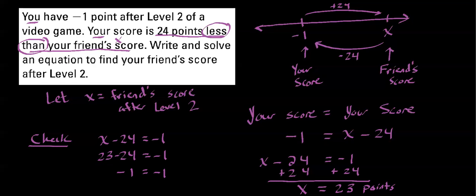And let's just make sure, reading the word problem, that this answer makes sense with the word problem. So once again, you have -1 point after level 2 of a video game. Your score is 24 points less than your friend's score. So my friend's score should be 24 points bigger. So it does make sense that my friend's score over here would be at 23. So that if I start with this 23 and take away 24, because my score is 24 points less, that gives me this -1 right here.